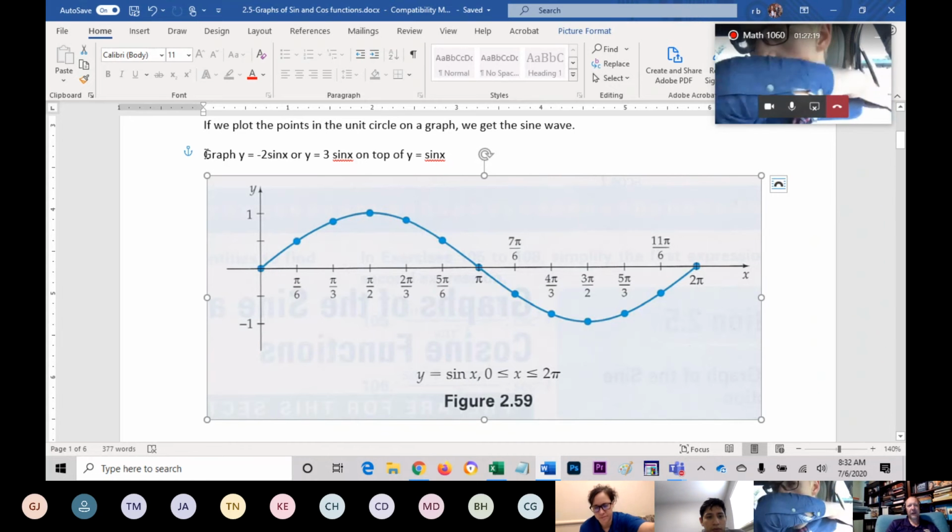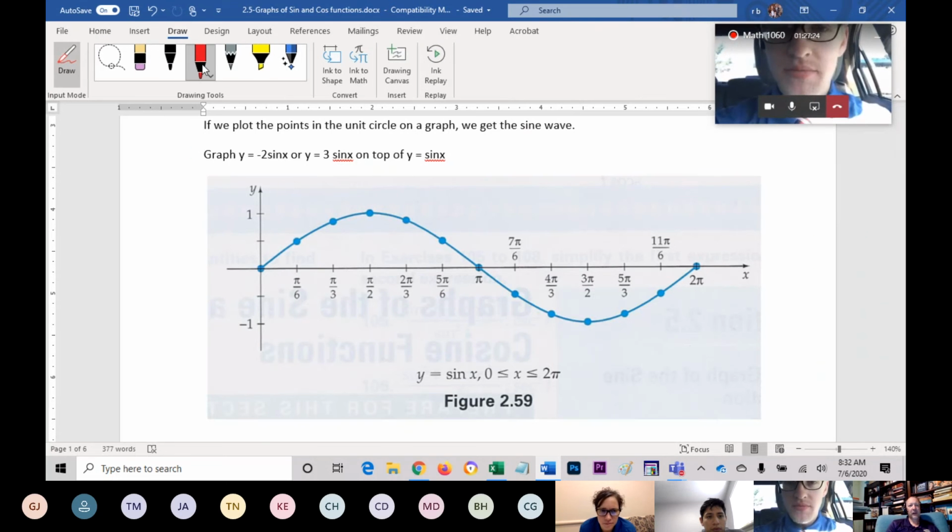I wonder if I can, I don't have any drawing tools. Well, maybe I do. Okay. Now, I'm going to see if I can draw a circle with my finger here. If I were to graph y equals minus 2 sine of x on top of this same graph, what I'm going to do is go down 2 units and up 2 units. I'm going to try very hard to draw this on this thing with my finger, okay?